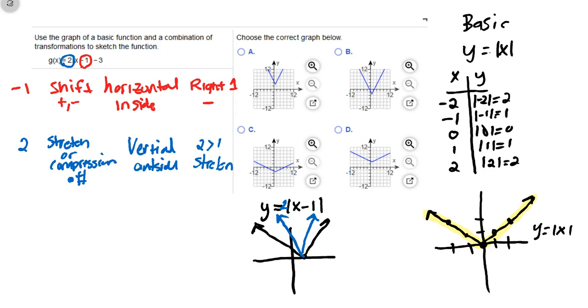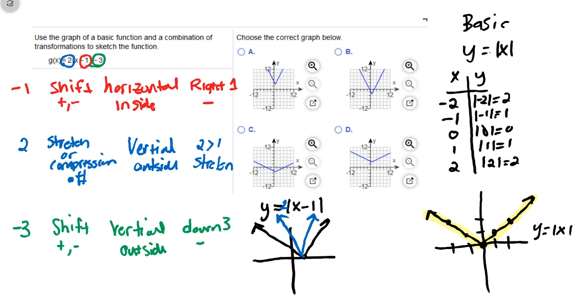So then the last transformation is this -3. The -3 is going to be a shift. I know it's a shift because shifts are when you have adding or subtracting. That -3 is on the outside of the absolute value, so I know it's going to be a vertical shift. And because it's a minus, I know that my shift is going to be down 3.